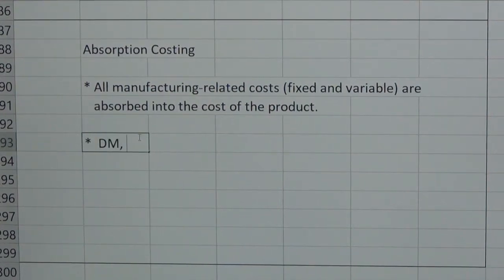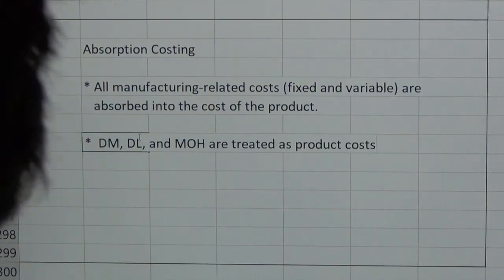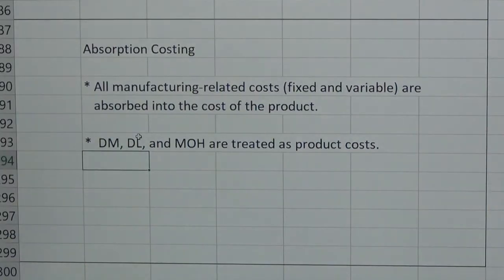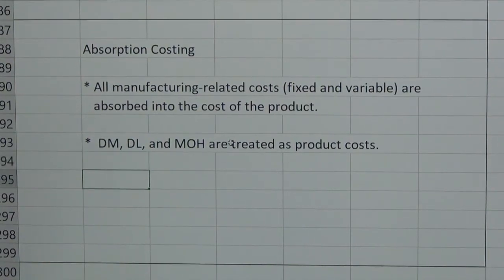That means direct materials, direct labor, and MOH, which is manufacturing overhead, are treated as product costs. Well, you know, that's nothing new. This is the way we've managed from the get-go. This is how we've managed our direct materials, direct labor, and manufacturing overhead from the get-go, treated as product costs. So that's nothing really new.